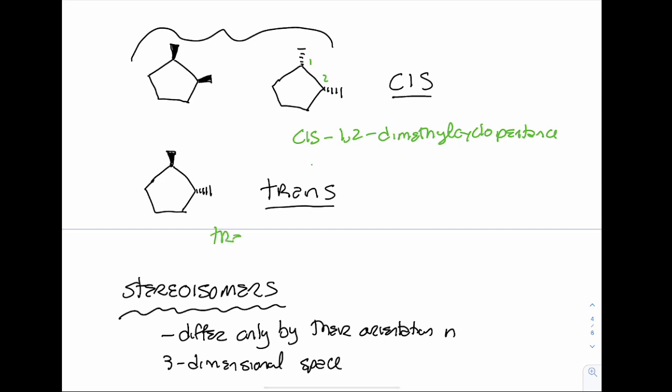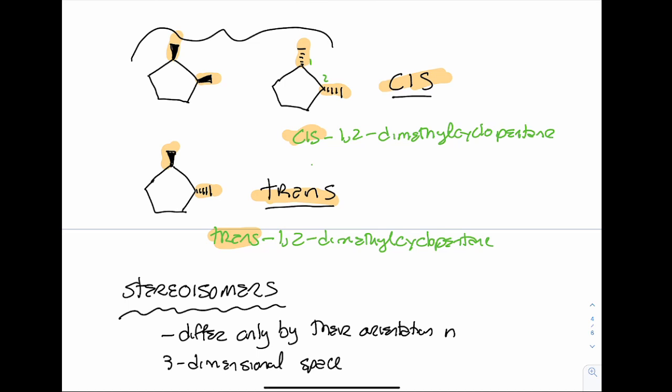This bottom one, trans, 1, 2, dimethyl cyclopentane. So we're just designating which stereoisomer it is by putting the cis or the trans out in front of the name. So name it as you normally do, and then look, are the two substituents on the same side of the ring? If it is, it's cis. Are the two substituents on opposite sides of the ring? If that's true, then it's trans.